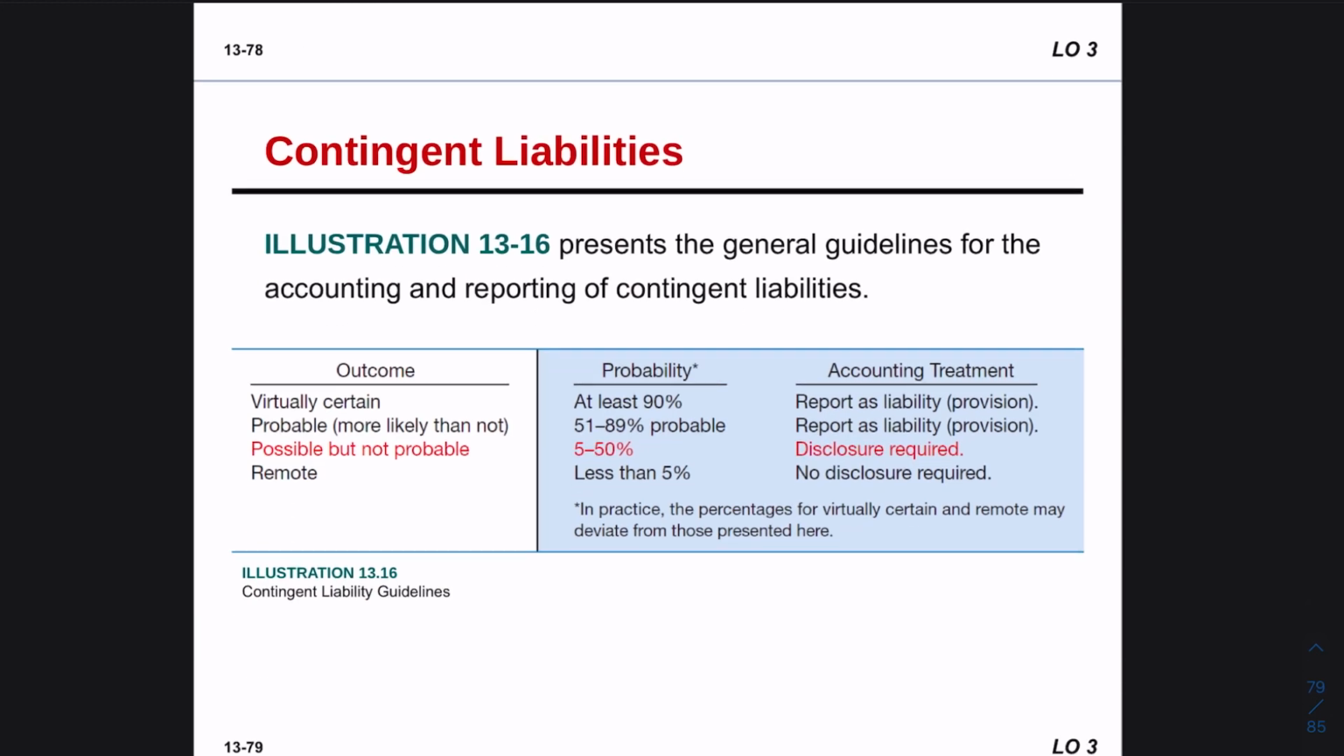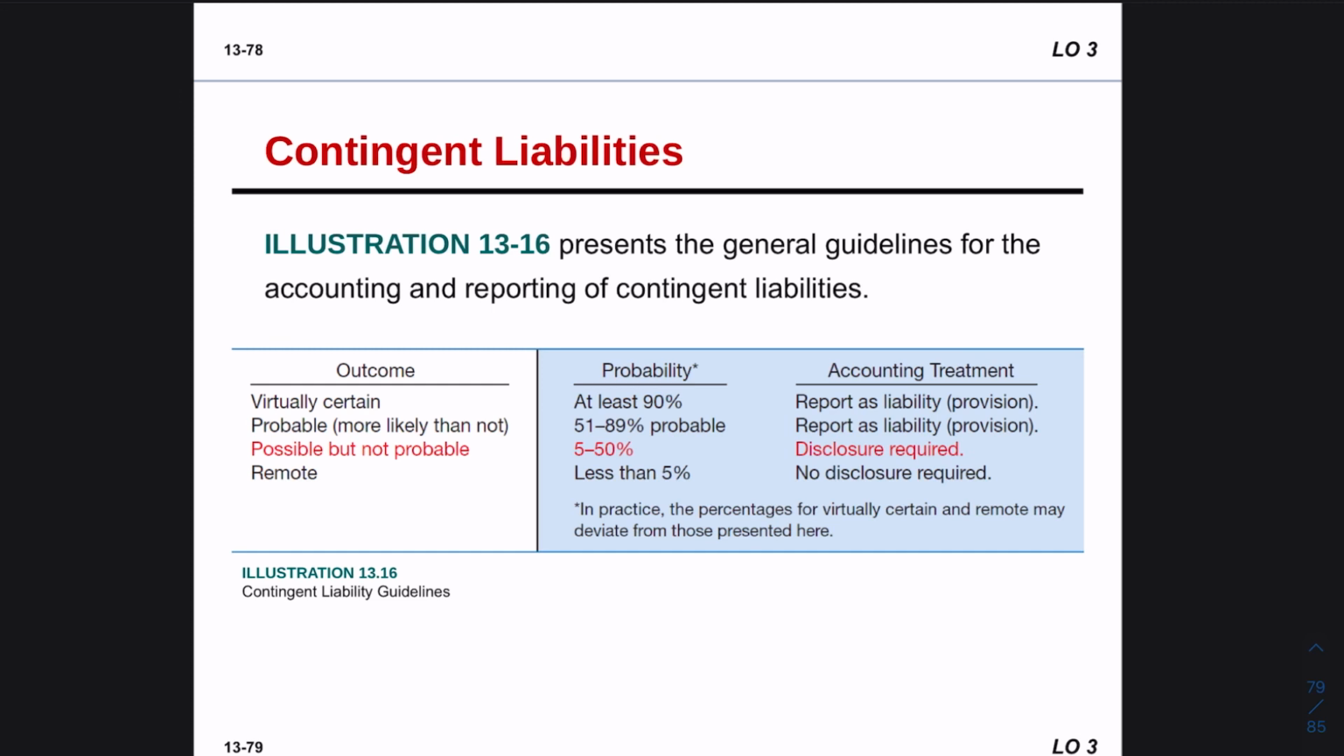Okay, so if you look at here, we have the outcomes, the probability, and the accounting treatments. If the probability that the obligation will occur is at least 90%, which is virtually certain, we will report it as a liability, which is a provision. If it's probable, more likely than not, more than 50% till 89%, we will also report it as a liability and also provision. If it's less than 50%, from 5% till 50%, it's considered as possible but not probable.